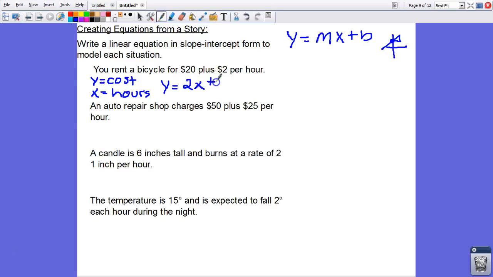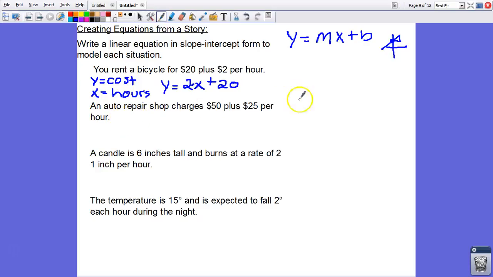$2 per hour plus our flat rate of $20, which means that you would have to pay $20 even if you didn't ride the bike anywhere for any amount of time. And you can read it exactly like this, like the cost, instead of saying y, I could say the cost of the bike rental is equal to $2 per hour. X is hours, so I said hours, plus $20 is the starting point you have to pay anyway. Okay?